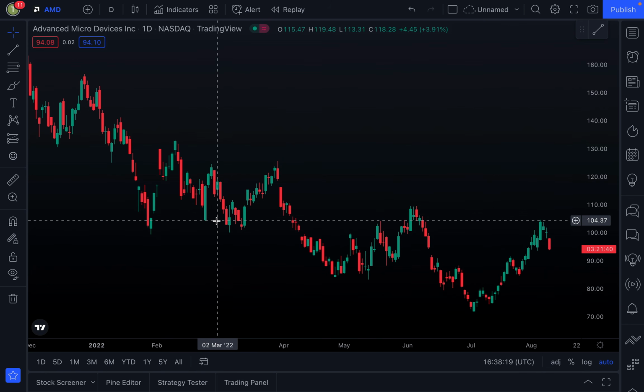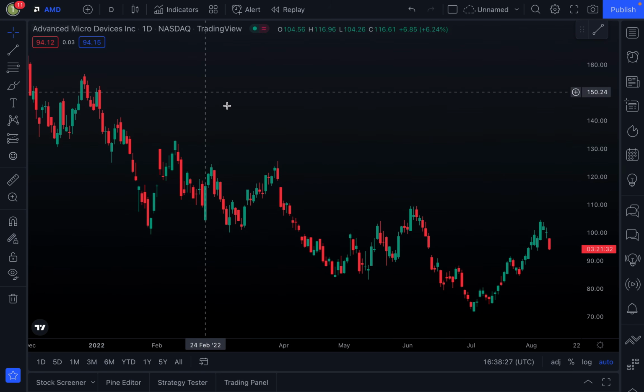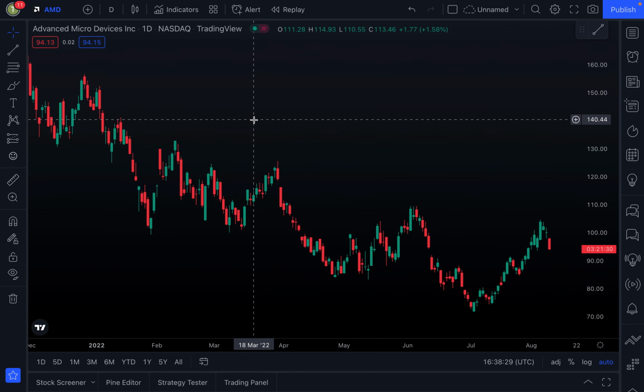Using TradingView here for today's video to learn more about the Ichimoku. Now, as you can see, I'm going to be using the daily chart for AMD here. Firstly, the first thing I want to do here is show you guys where you find this and how you can add it to your chart.